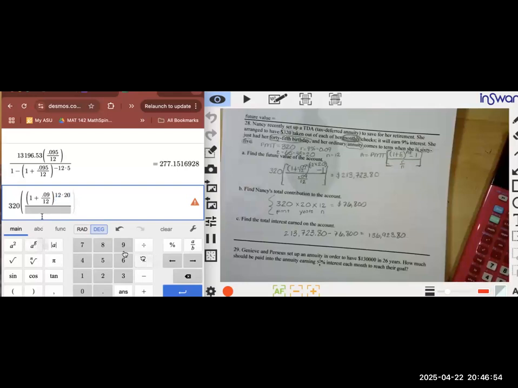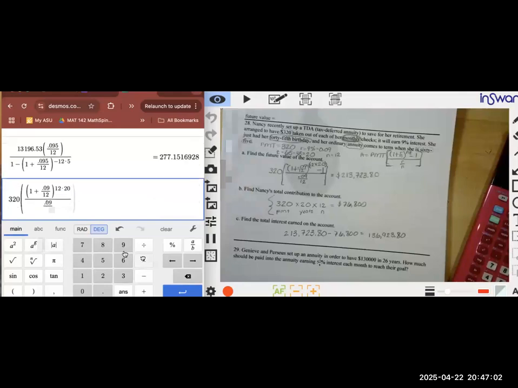And superscript. And then on the bottom, 0.09 divided by 12. Oops. I keep forgetting about my -1 today, don't I? -1. So that's that $213,723.80. Don't even have to type in that last bracket and it gives us the answer.